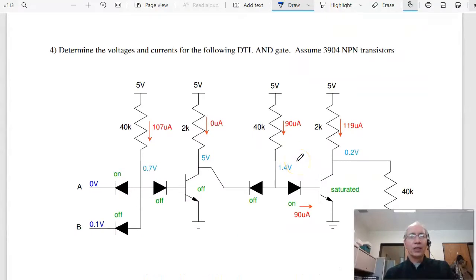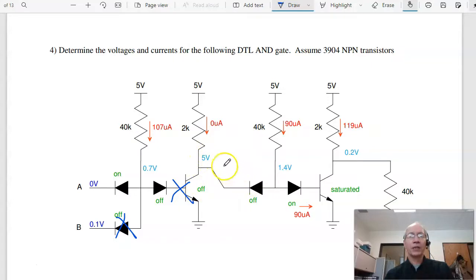Problem 4, this is a DTL AND gate. If either one is 0, the voltage goes low. So this is kind of a min function. This one turns off, the 0 is less than 0.1, so all the current goes this way. Makes this 0.7. I've got two diodes to the right. I need 1.4 volts to turn these on. 0.7 is not enough, so these turn off. If that turns off, this becomes 5 volts.